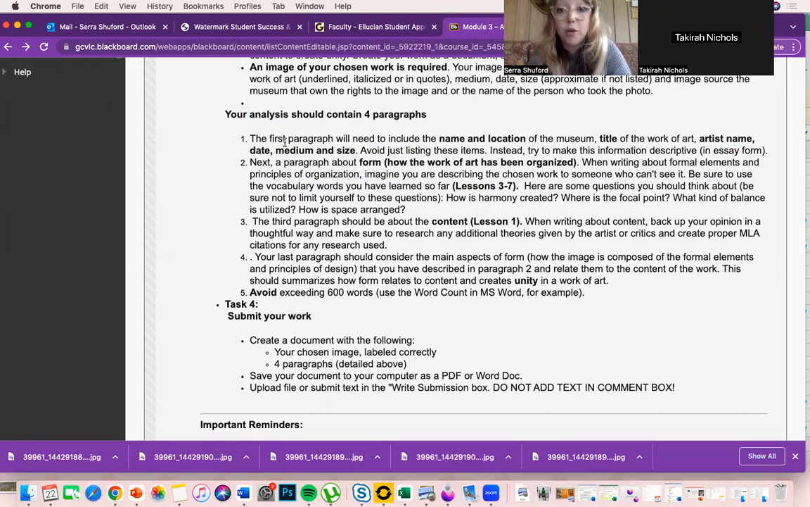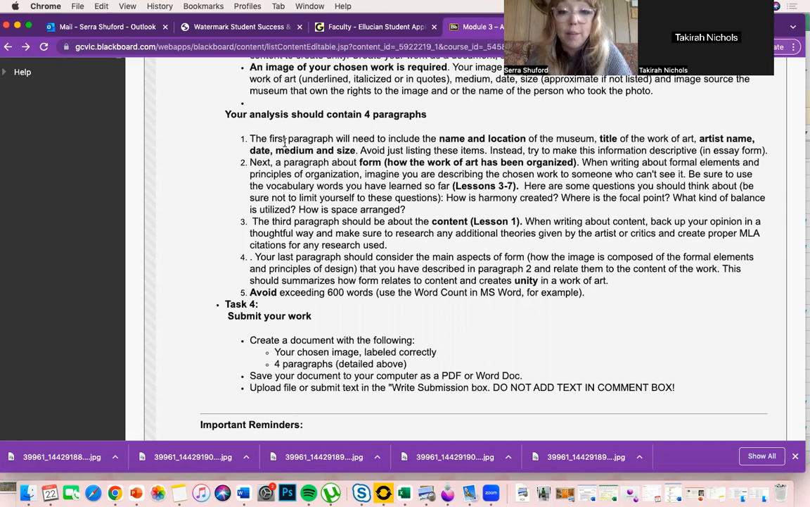The next paragraph is about form. And as we talked about in module 2 and module 3 as well after you've watched the Ed Puzzles, form is how the work of art has been organized. So how the elements have been used to define the principles. So when writing about formal elements and principles of organization, imagine you are describing the chosen work to someone who can't see it.